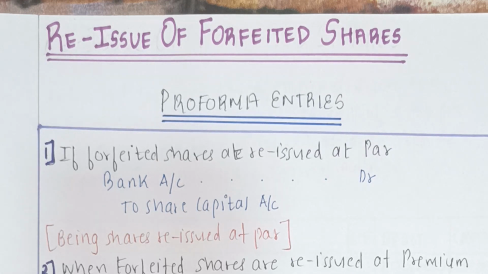So in simple words, reissue of forfeited shares means that one shareholder did not pay the due amount, so we cancelled or forfeited his shares, and then we reissued them to somebody else. This is reissue of forfeited shares.